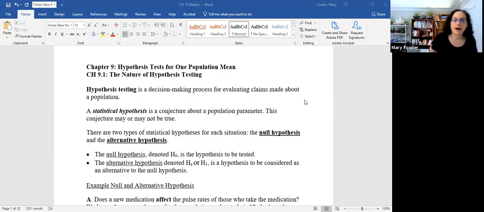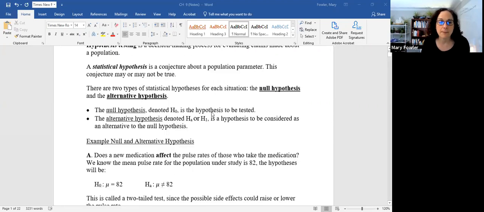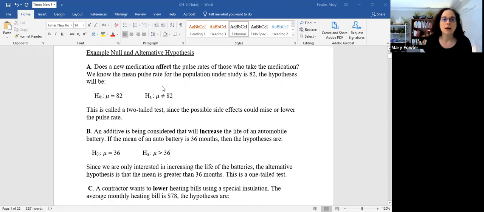The null hypothesis is the status quo. It's the established value. So the null hypothesis, we call it H naught, H with a little 0, and it's the hypothesis to be tested. The alternative hypothesis, denoted HA or H1, is the hypothesis that we want to consider, that we're interested in as an alternative to the null. So I set this up in the notes with 3 basic examples, okay?